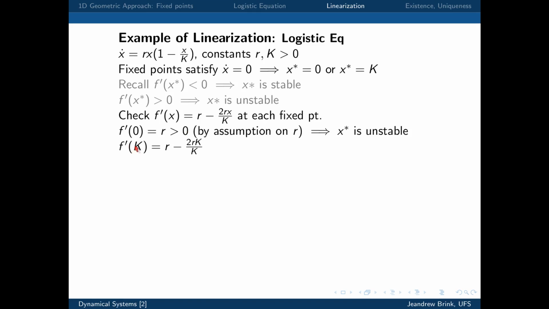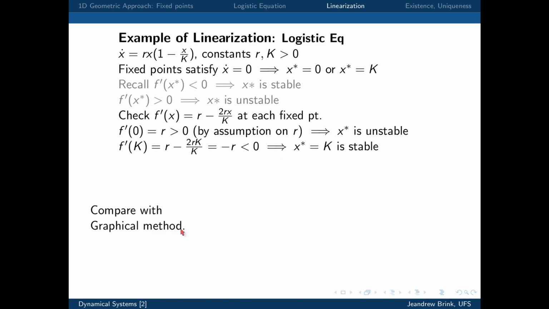F derivative at k is equal to this expression. If we substitute k in for x, these two cancel, so we're left with it being equal to minus r, which is negative. So x equals k is a stable fixed point.